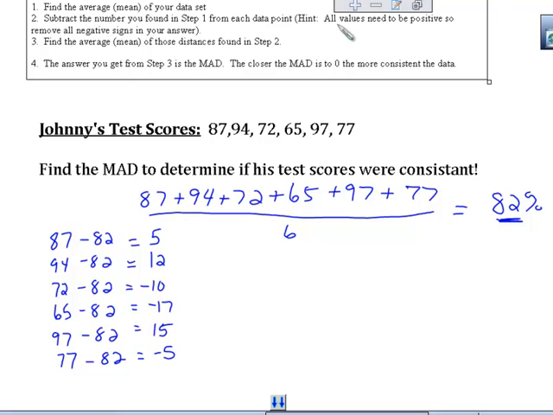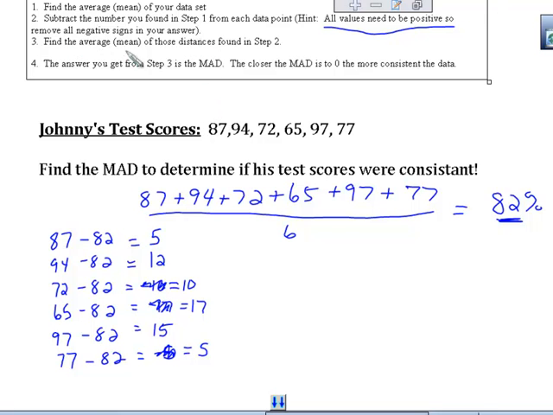Now the thing to remember is that all values need to be positive. So if I got some negatives, I'm going to change those to positives. I got a negative here, got a negative there, got a negative there. I'm going to change all those to positives. Cross those off so I don't use them. Alright, step 2 is done.